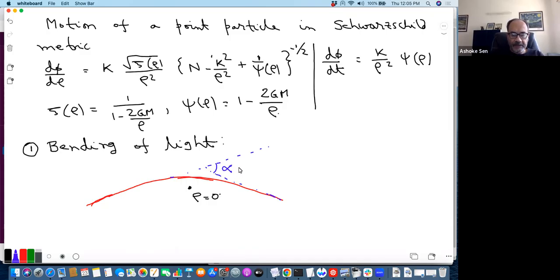So this angle alpha is what we want to calculate. And this angle alpha is also what can be measured. I'll discuss later how it was actually measured. But this is what you want to calculate. Are there questions on this?